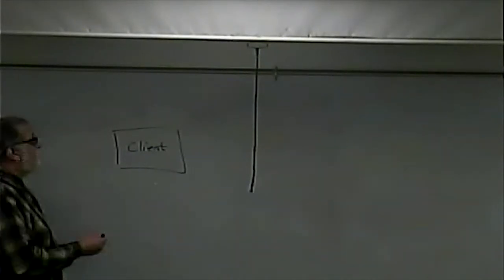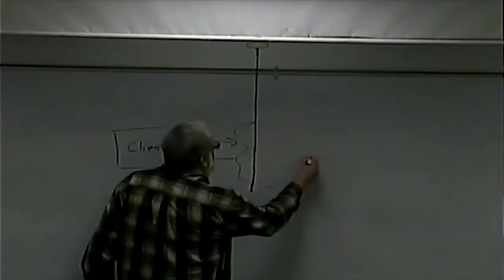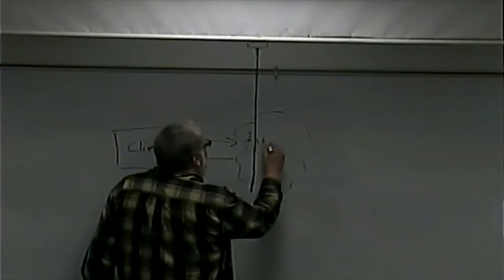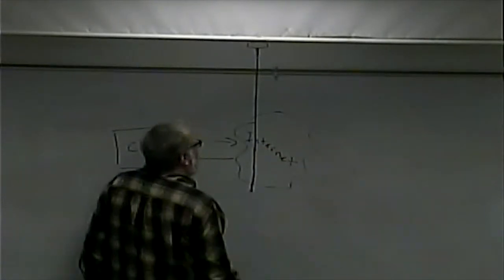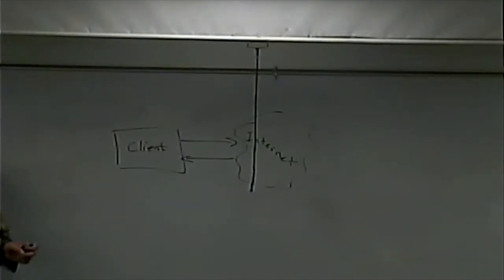So, the client is connected up somehow to the internet. And we draw it like a cloud because we don't really care about the details of how stuff travels around the internet. All right? You study that probably in some networking class. All we care about is that if you make a request for a server, somehow that request gets to the server that you want it to.